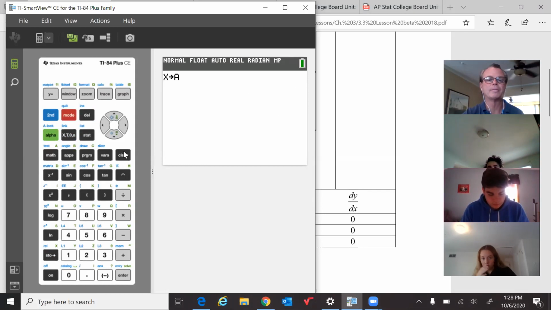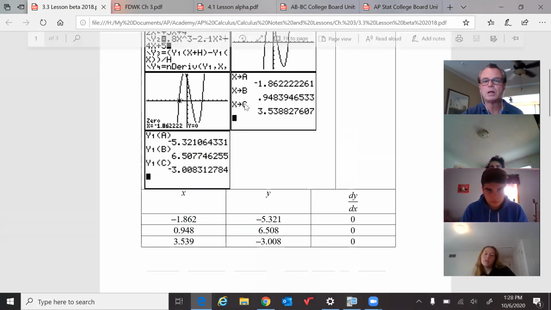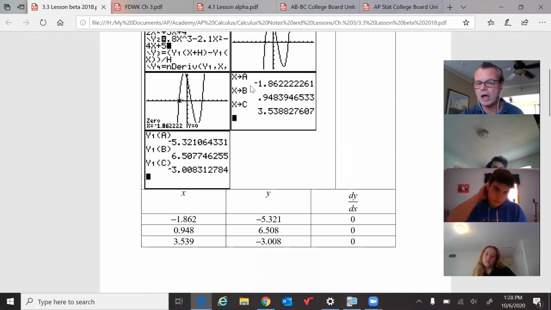X store alpha A. And what happened was that whole value is stored, that way I don't have to round it, because if you round during the problem, you're going to compromise your answer. And then I just did the same thing for this point and that point. They're the values along the x-axis. So I went to y equal y1 and said, put these inputs in for y1. And these inputs, A, B, and C, are the values where the derivative is equal to 0.